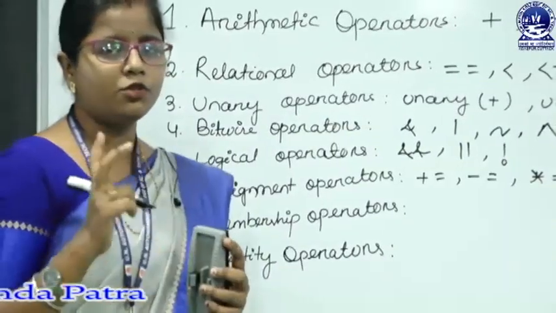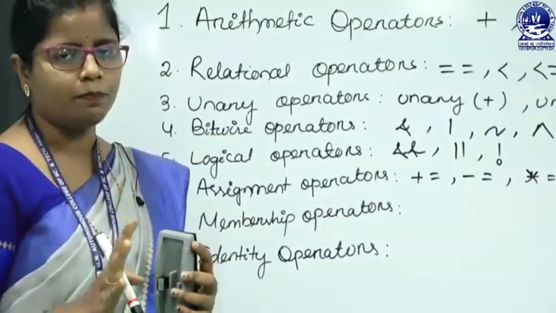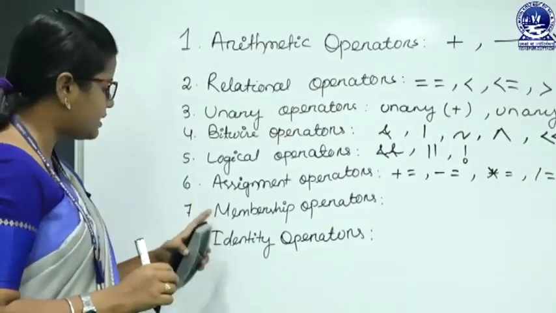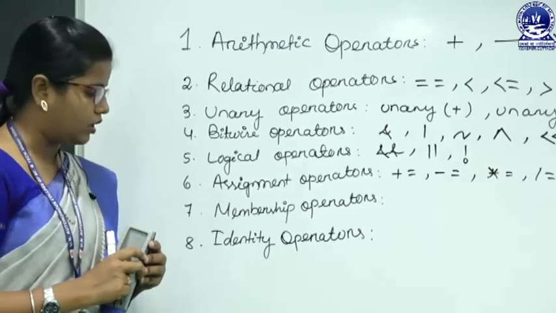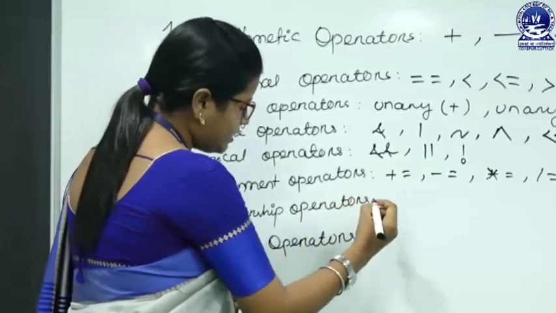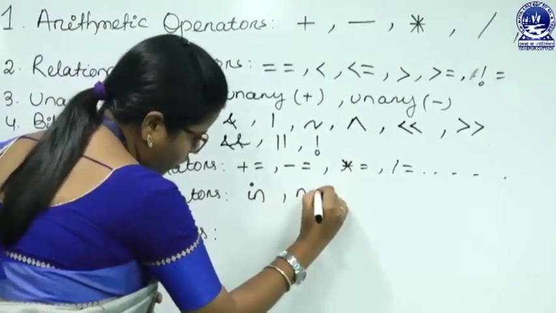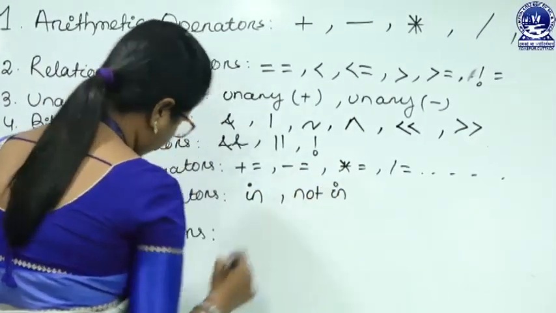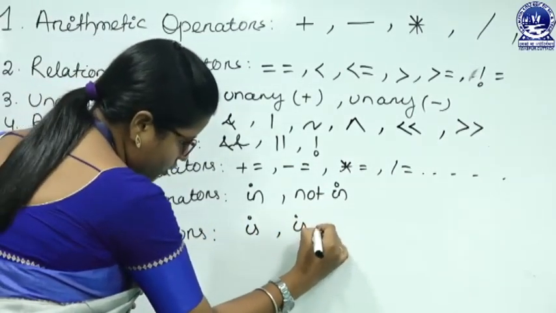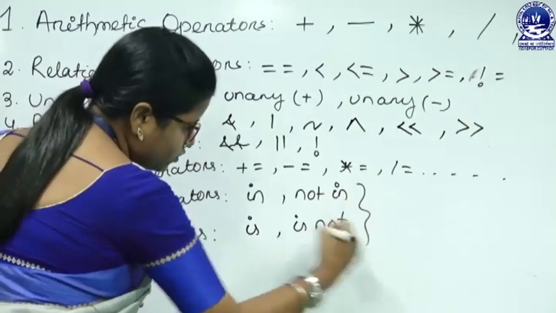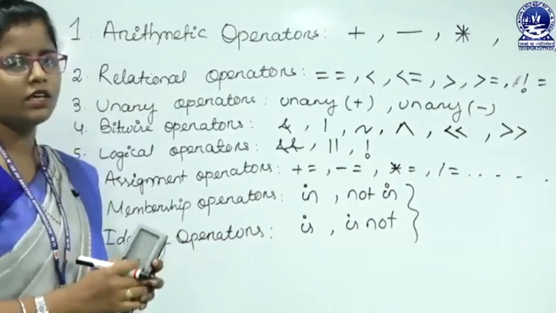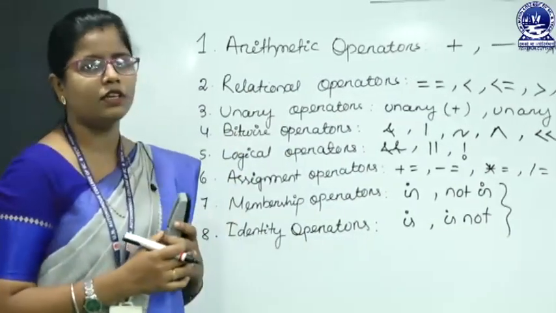Next we have two new operators compared to C. In case of C, there are no such operators like the membership operator and the identity operator. We have two new operators, the membership operators, that is in and not in, and the identity operators, is and is not. So these two are new operators we have with Python programming language. So let us discuss all these operators one by one.